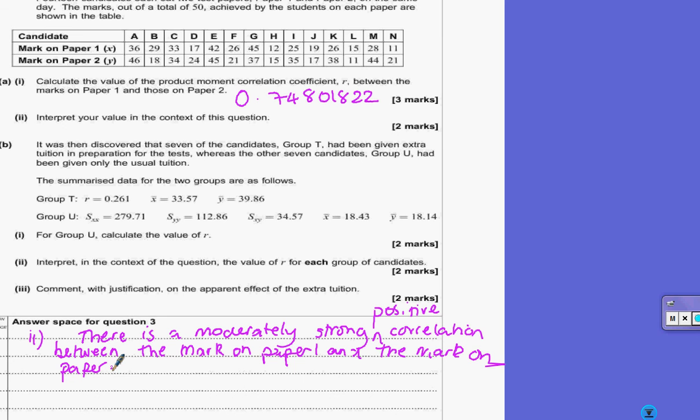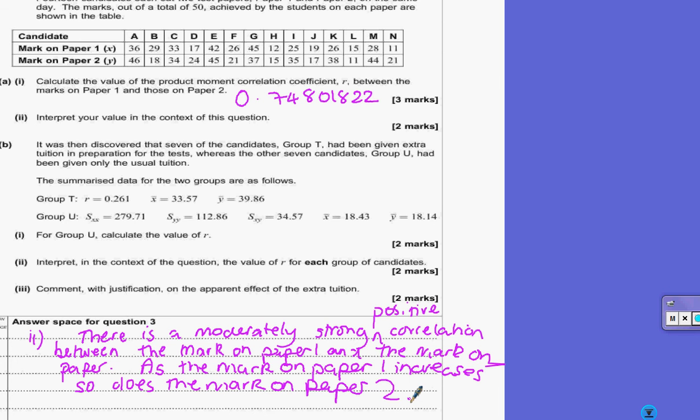If you weren't sure, or you just want to cover your bases, or cover everything, you can say as the mark on paper 1 increases, so does the mark on paper 2. That would be belt and braces. You've got absolutely everything there, so you would have done both of those.